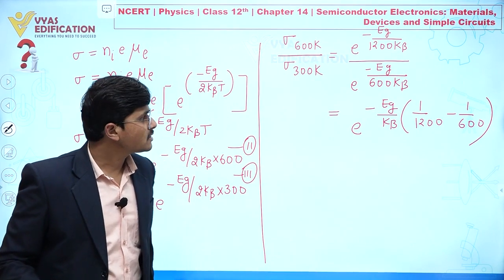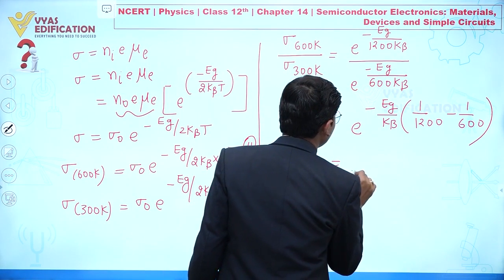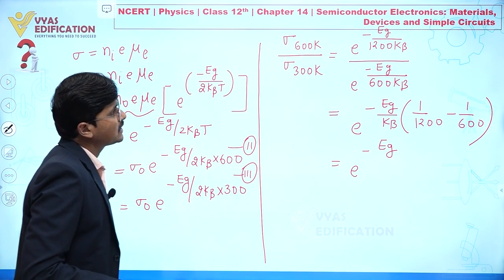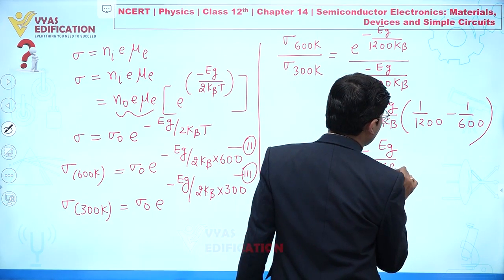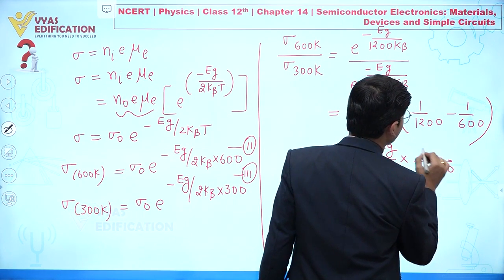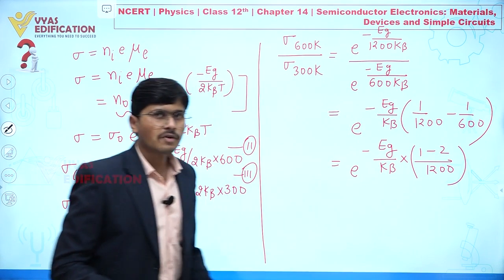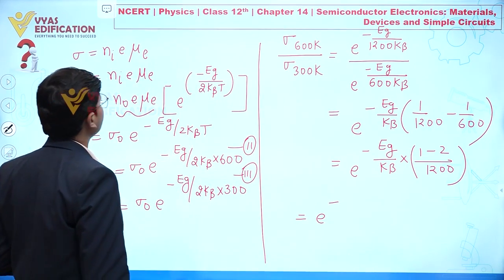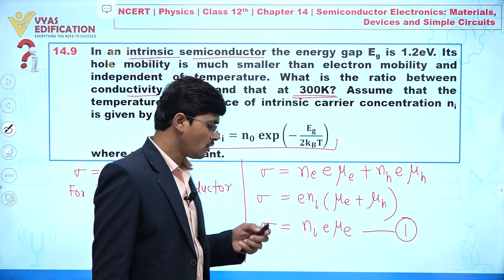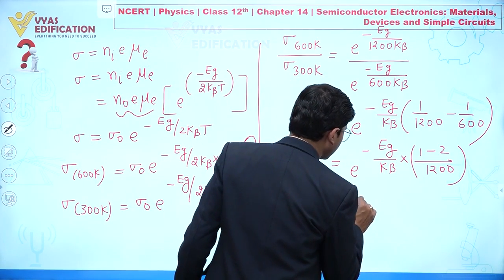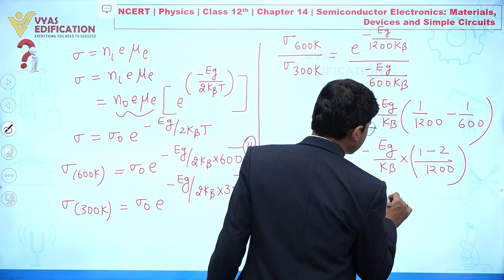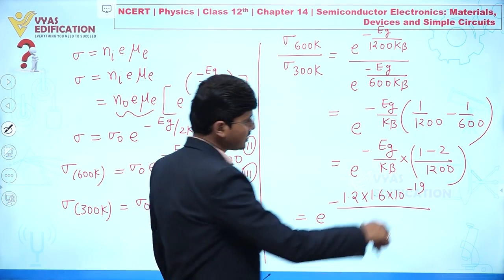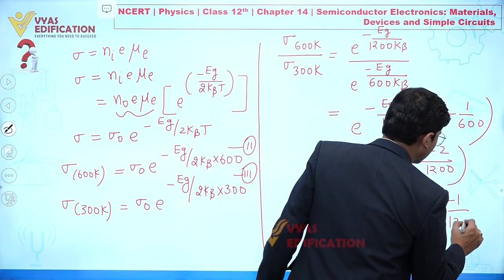Clear to everyone? Yes. So now if you take the LCM, this is Eg divided by kb, and taking the LCM this is 1200, 1 minus 2. Now we can put in all the values: e to the power minus Eg. Eg is given in this question as 1.2 electron volt. So can we convert this into joule? Yes, 1.2 into 1.6 into 10 to the power minus 19, divided by, and we multiply by minus 1 by 1200.